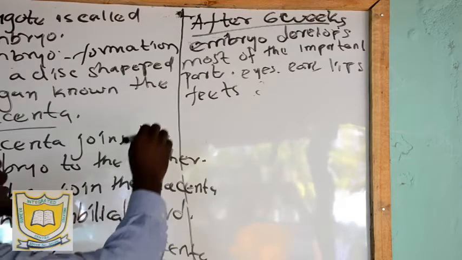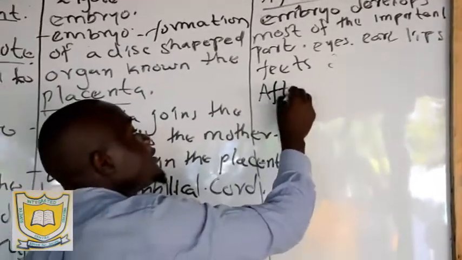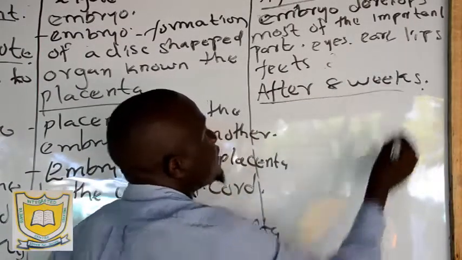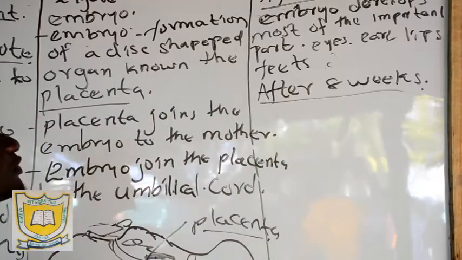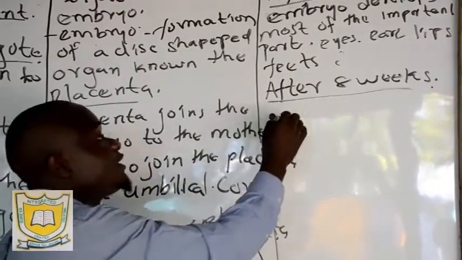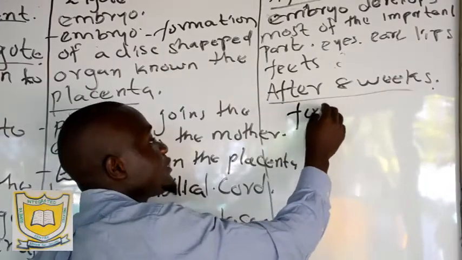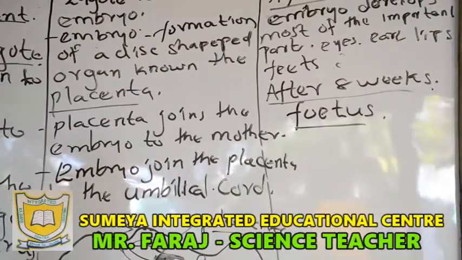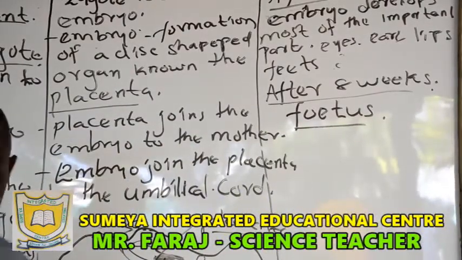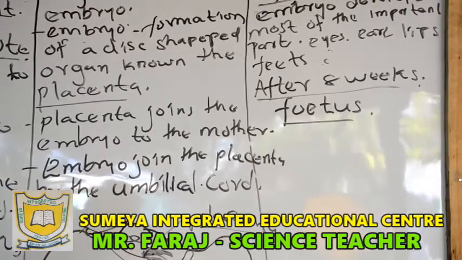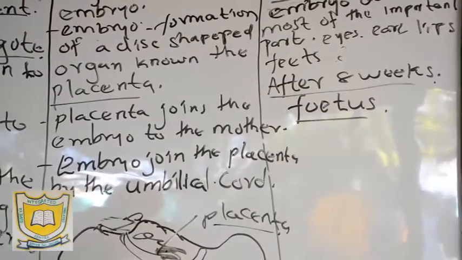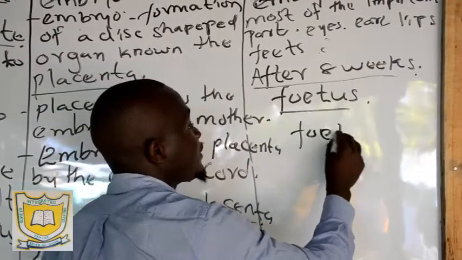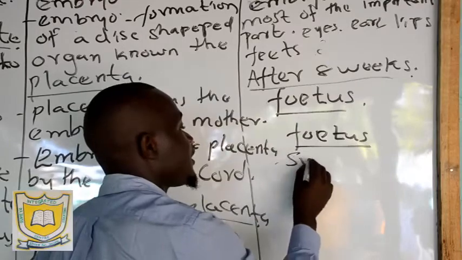Now, also after 8 weeks, the embryo is not called an embryo again, but it develops to become a fetus. It is now called a fetus. That is after 8 weeks. After 8 weeks, the embryo is now called a fetus, and the fetus is now surrounded.